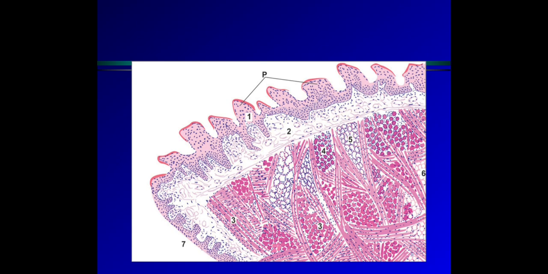Okay, so here this is a section passing through the tongue. This is the apex of the tongue. Here this is the dorsal surface of the tongue, and here is the ventral surface of the tongue. The central core of the tongue is formed by a number of muscles. So here this is the tongue, as it is a muscular organ, there are a number of muscles present in it.